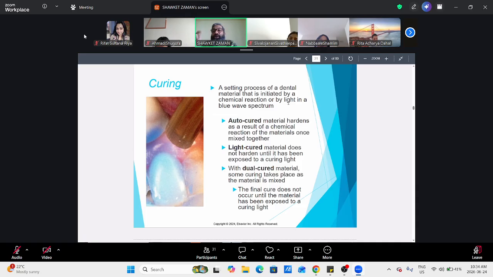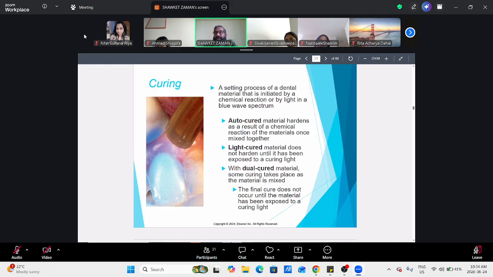We call them the auto-cure. As you can see here, the auto-cure material hardens as a result of the chemical reactions of the materials once they mix together. That is called the auto-cure. Light cure means, by name you can understand the meaning of that. The light cure materials do not harden until they have been exposed to a curing light. That means after exposing to the curing light, the material is going to be hard.